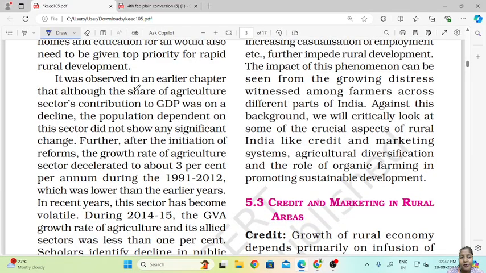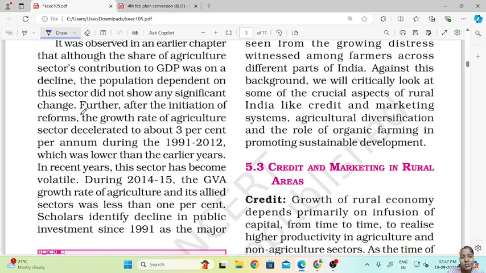In the earlier chapter, we have seen that the agriculture sector's contribution to GDP was on decline. The population dependent on this sector did not show any significant change. Further, after the initiation of reforms, the growth rate of the agriculture sector decelerated to about 3% per annum during 1991 to 2012, which was lower than the earlier years. So in recent years, this sector has become volatile. Even the GVA growth rate of agriculture and its allied sector was less than 1%.